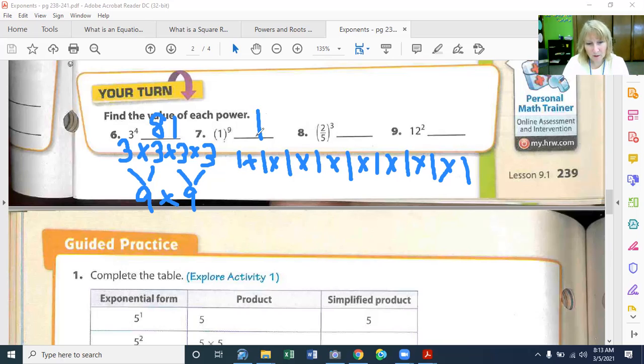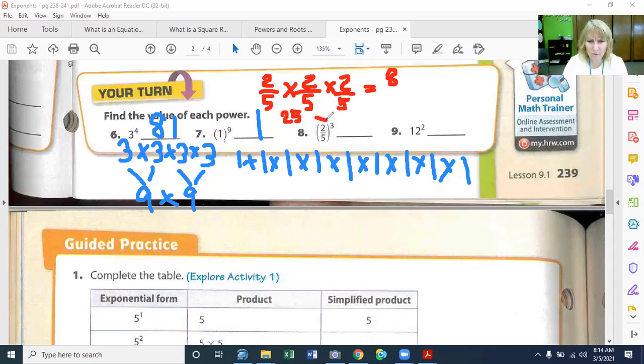That one is 1. Okay, what about 2 fifths to the 3rd power? Well, let me just change colors again. I'll do it up here. That's 2 fifths times 2 fifths times 2 fifths, right? 3 times the base. The base has to be written 3 times. And then I just multiply across the top. 2 times 2 times another 2. So 2 times 2 is 4. 4 times another 2 is 8. And across the bottom, 5 times 5 is 25.